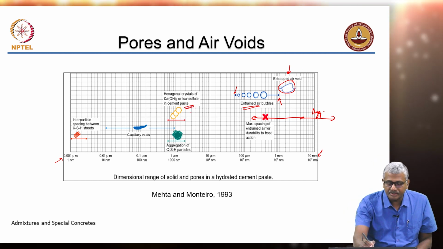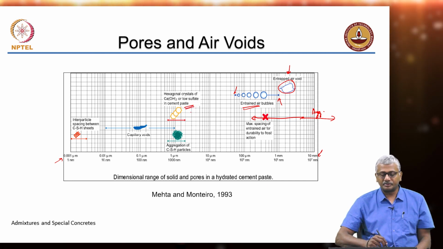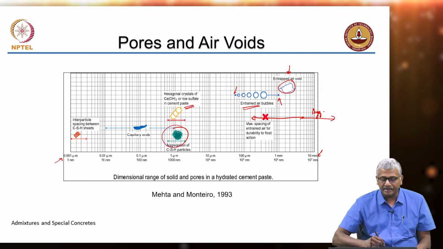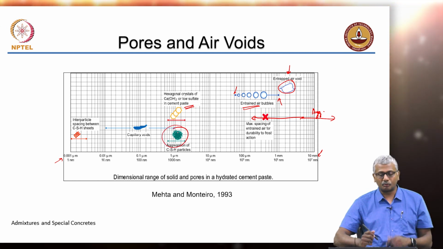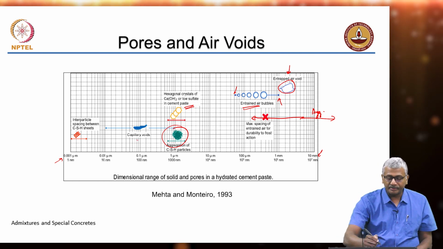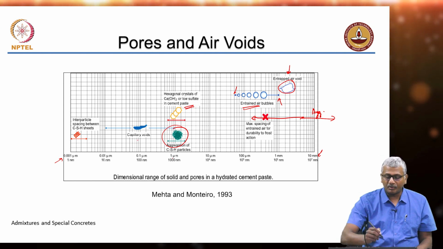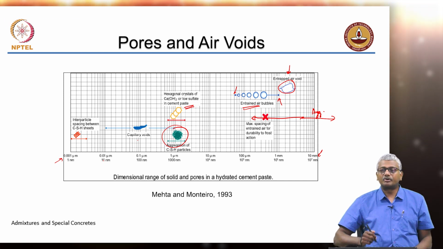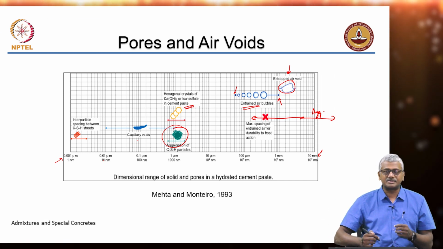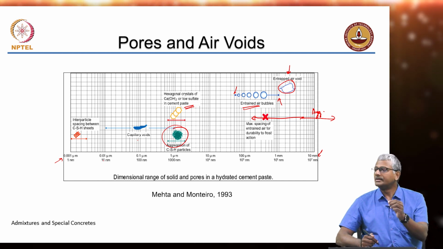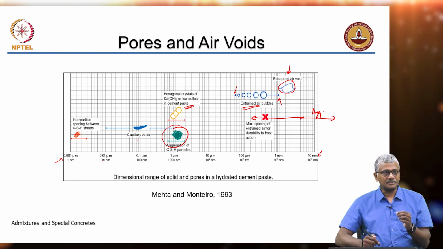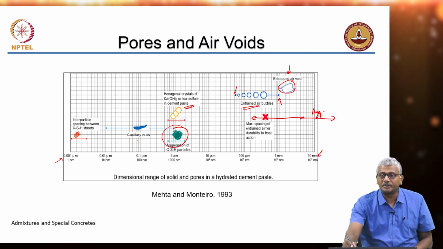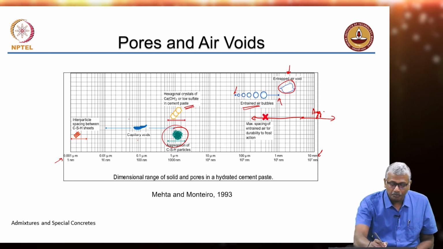Your calcium hydroxide crystals are of the order of a few microns. Aggregation of CSH particles, again of the order of a few microns. Your capillary voids are from 1 micron all the way up to about 10 nanometers, the large range for capillary voids. What is a capillary void? It is the voids present within the cement paste. Capillary voids are not the same as entrained or entrapped air voids. Capillary voids are capillary pores.